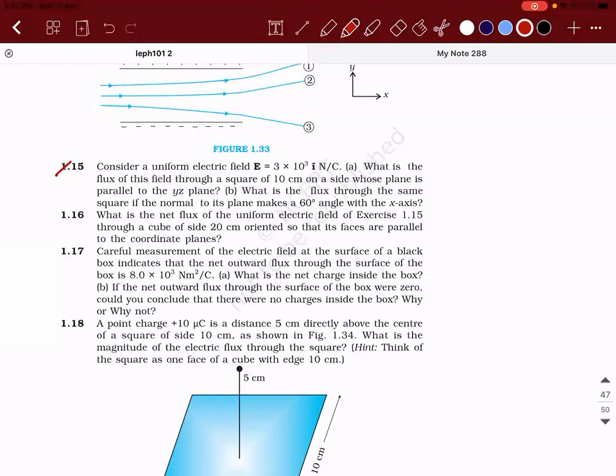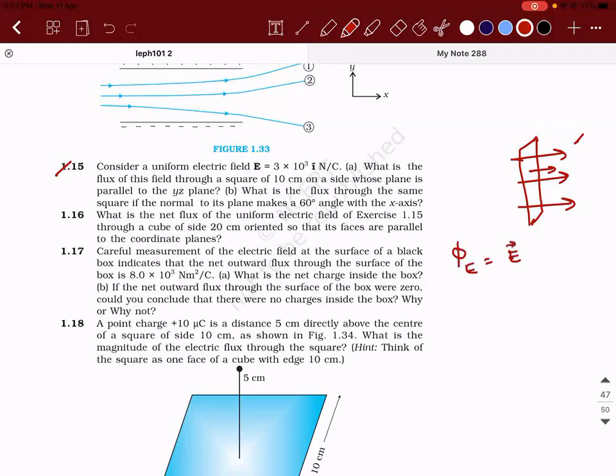Generally, with respect to a two-dimensional surface, always choose it along the direction of electric field to make things simpler. So electric field in this case is 3 into 10 power 3 i cap, so it is in the direction of positive x-axis. And where is the square placed? The square is placed in the YZ plane. So then how is the area vector for that surface? Along the x-axis, so it is along the positive x-axis itself. So electric field and area vector are in the same direction. So what is going to happen to the electric flux, guys?